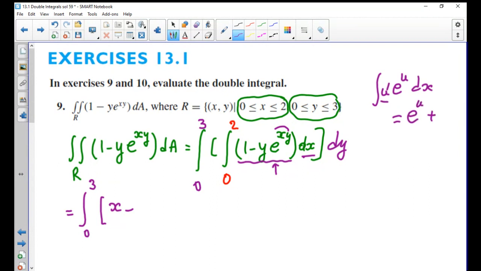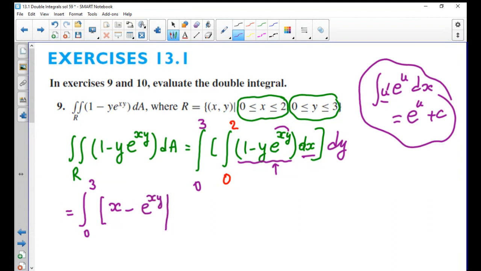is just e to the power of u plus a constant. It's like this. So really, what you have there is just e^(xy) from 0 to 2. I need to put x equal so that we don't confuse it with y. And then integrate what we get with respect to y. Okay, so now we can complete this without too many problems.